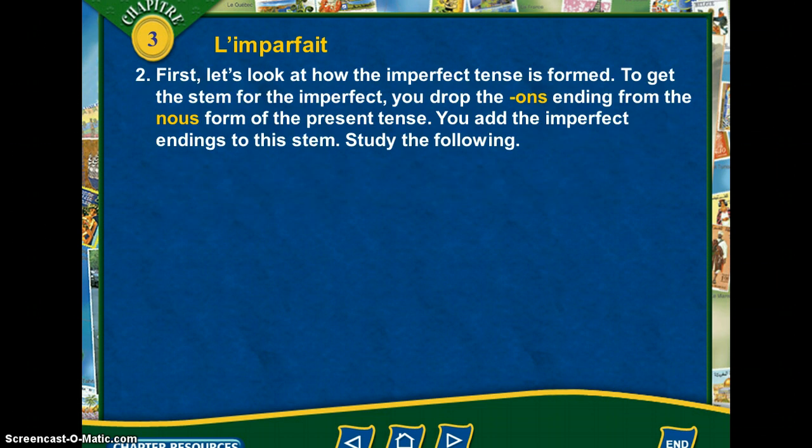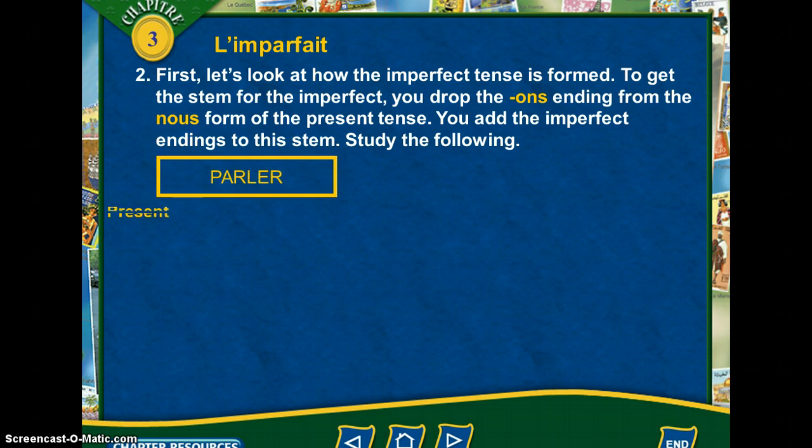First, let's look at how the imperfect tense is formed. To get the stem for the imperfect, you drop the ons ending from the nous form of the present tense. This is why we did this practice. Then you add the imperfect endings to this stem. So study the following and take this down.